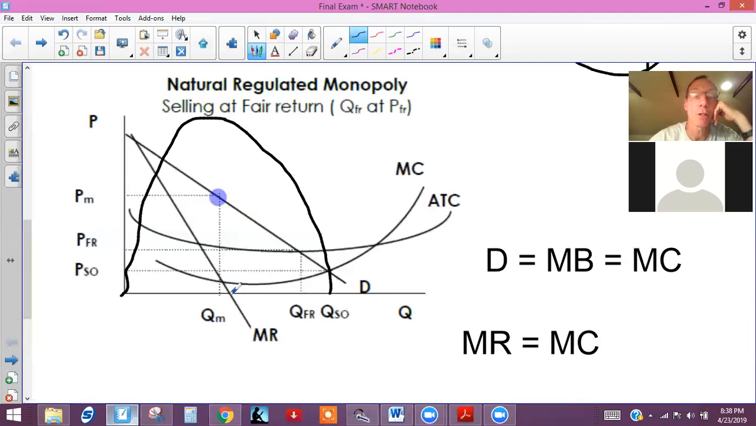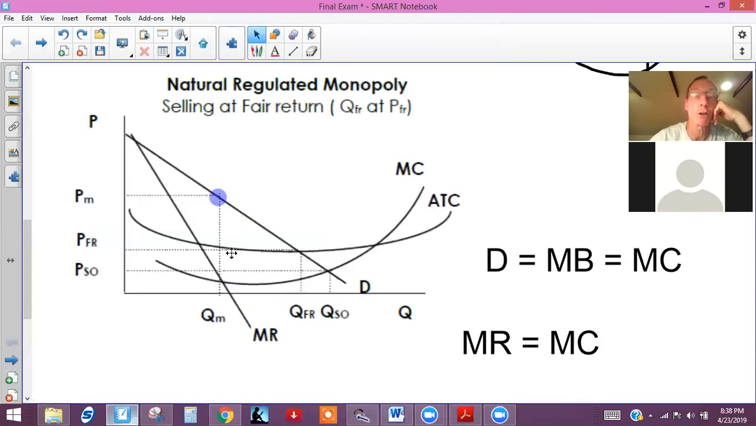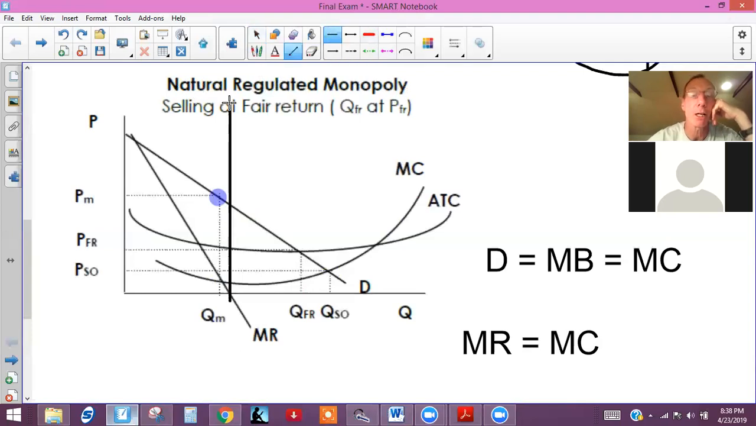Total revenue is the highest straight up from where marginal revenue is zero, right here. That's where total revenue is maximum. But that doesn't mean that's where profit is maximum. See, that's where people get confused. This is where total revenue is a maximum, right here, okay?